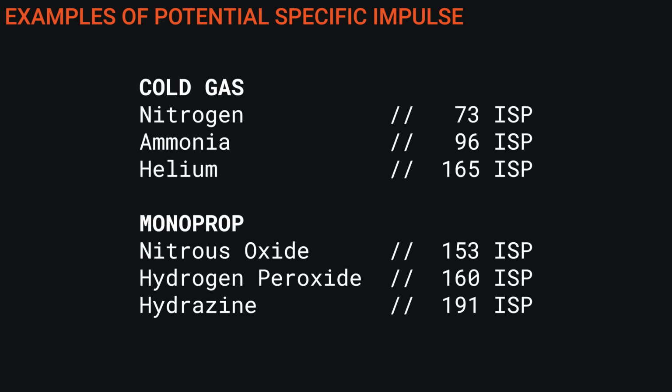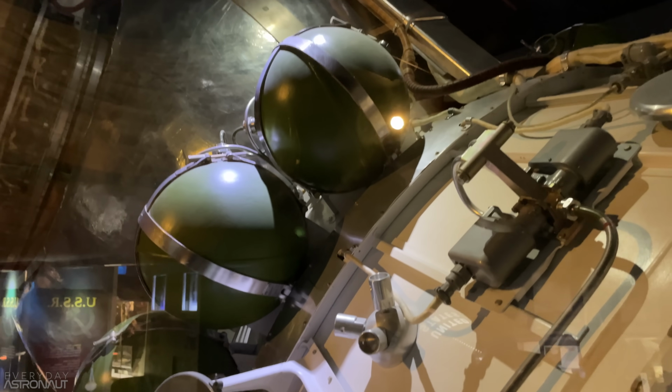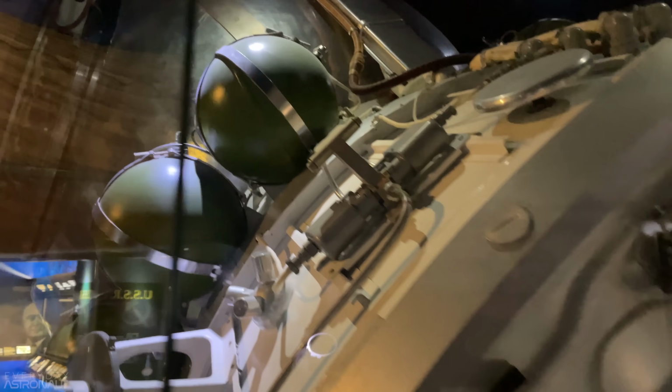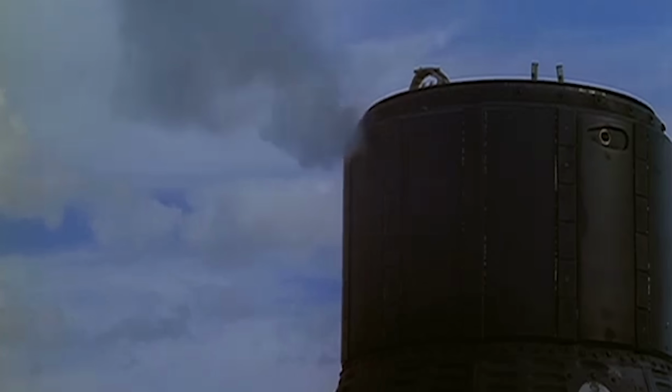This leads to monoprop engines being typically about 2 to 3 times higher specific impulse, or more efficient, than a simple cold gas thruster, which generally makes them a great choice for reaction control thrusters or other engines where simplicity and reliability matter most. Some good examples of monoprop engines are the reaction control thrusters on many satellites or the reaction control thrusters on the Soyuz spacecraft, as well as the Mercury capsule.